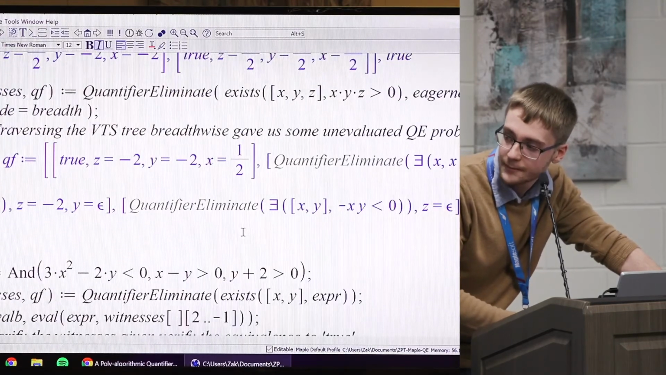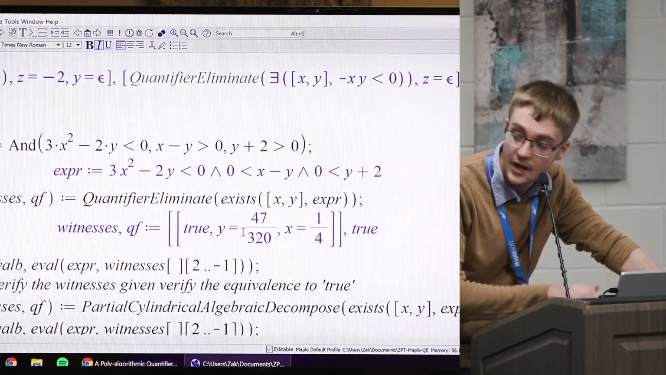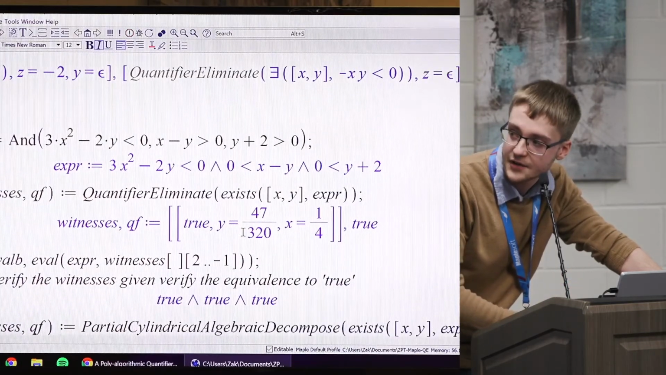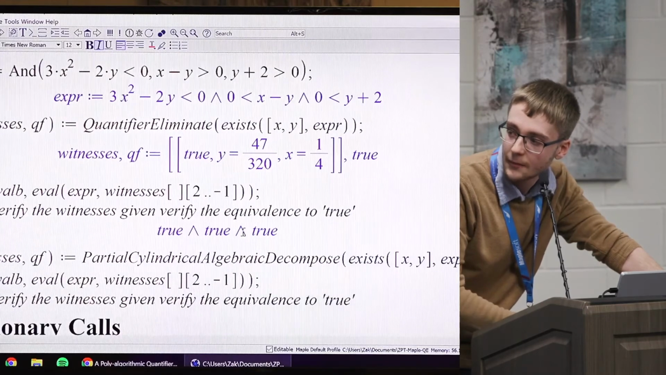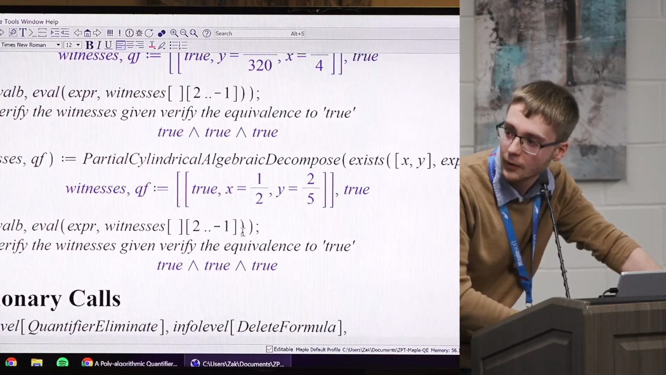Going down some more, witnesses, right? So just going to check that's a satisfying assignment. It is. Ditto for just CAD. Yeah, cool.